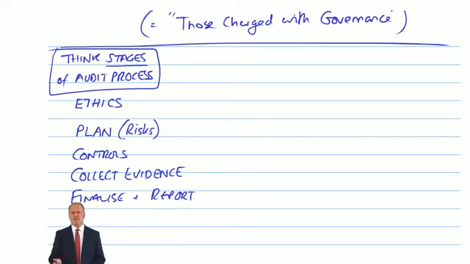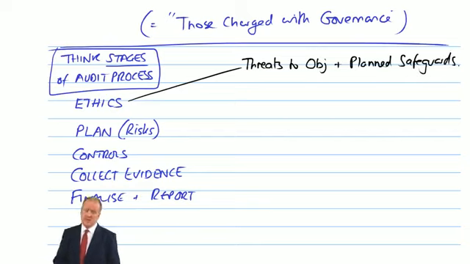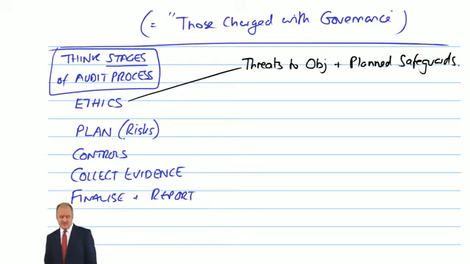So what are the key things that happen on our course? Because if they're happening and they're important, I think we should be discussing them with the audit committee. Well, at the ethics stage, it's about threats to our objectivity and the safeguards we plan to put in place. So if you do find threats to objectivity, you don't just deal with them in your audit firm and keep quiet about it. You discuss these threats with the client's audit committee so they are aware of the threats and they can judge if what you're doing about them is appropriate.